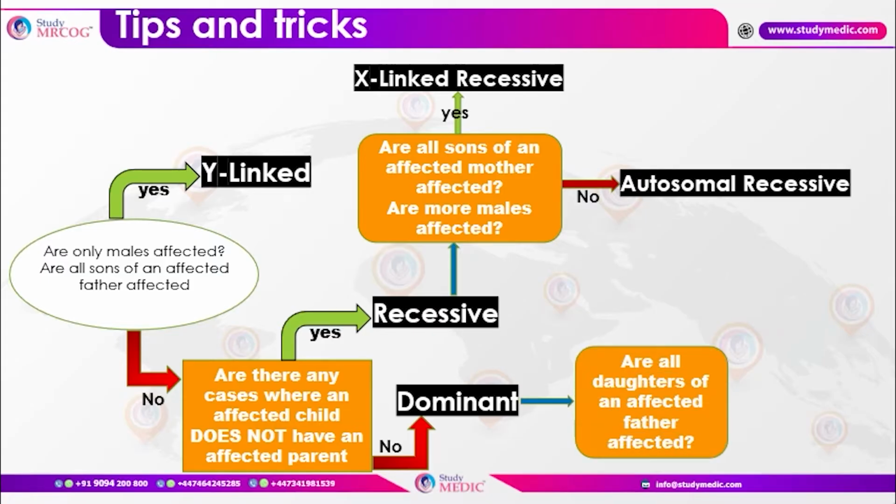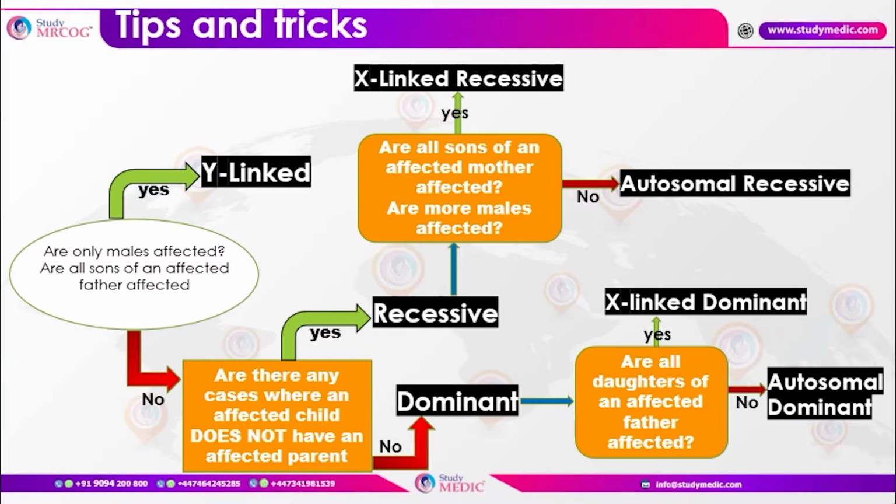So our question will be, are all daughters of an affected father affected? Now we get back to the basic concept that all daughters will inherit the X from the father. So in case it is an X-linked dominant condition, all the daughters of an affected father will be affected. And in case this is not the condition, it is both males and females who are affected, we are dealing with an autosomal dominant condition.